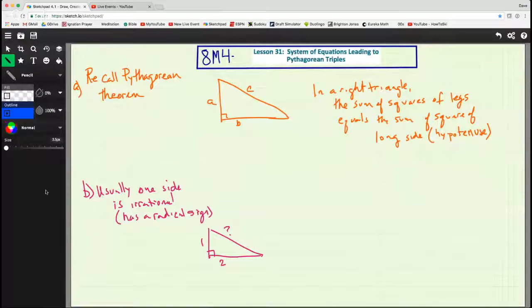Okay, so let's start off here. This is the last slide. Let's start with the first slide. So the first thing I want to do is I want us to recall the Pythagorean theorem. What is the Pythagorean theorem?